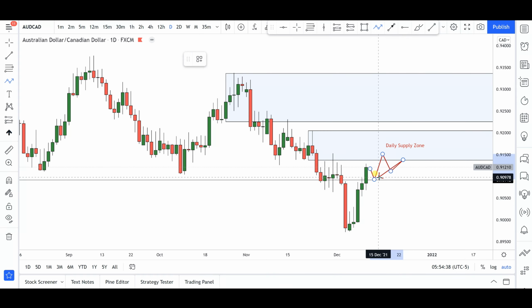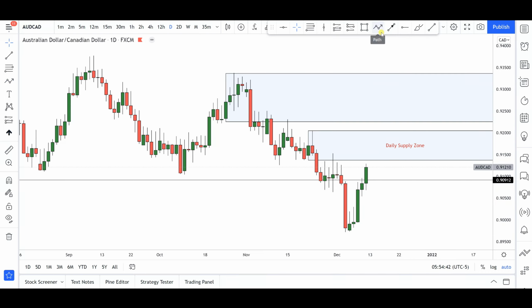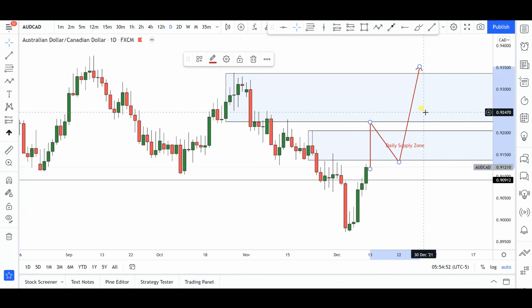Now, in the event that we begin to break to the upside and the market does not respect these supply zones, well, just continue to search for demand zones that form on the smaller time frame and wait for bounces for further continuations to the upside. It's that simple, guys.